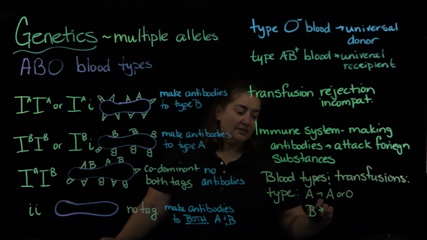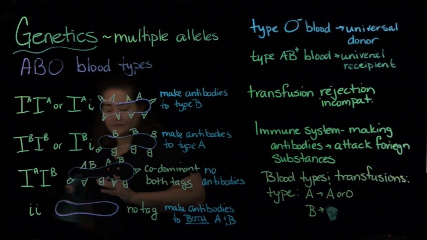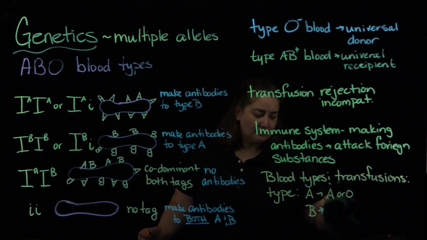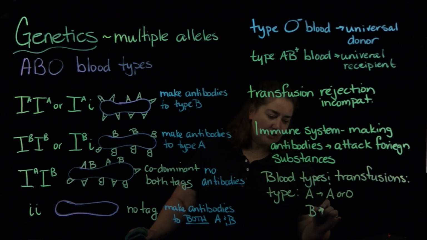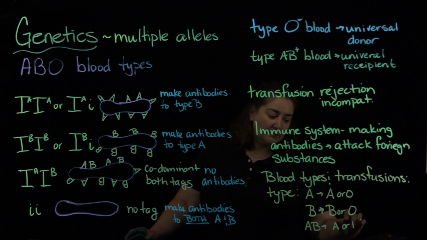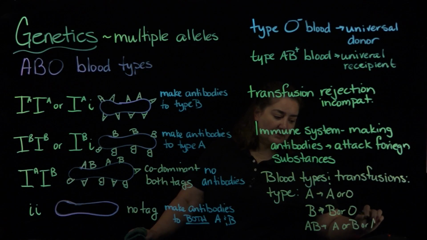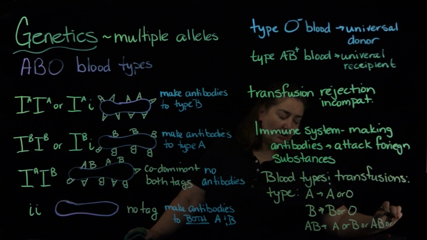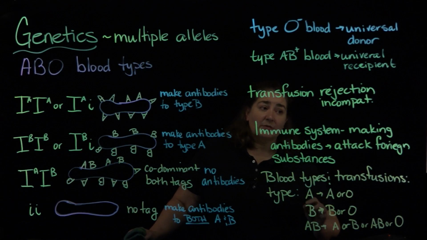If we're talking about blood type B, they cannot receive type A. Goodness, that would be detrimental. That would trigger a transfusion reaction. They can receive type B or type O, okay? Folks who are type AB can receive type A blood, type B blood, AB blood, or O. That's what makes them the universal recipient, okay?